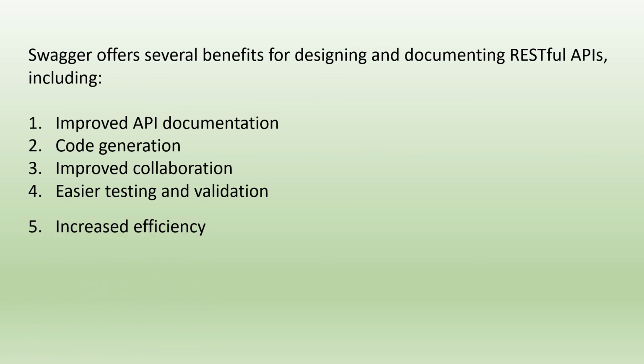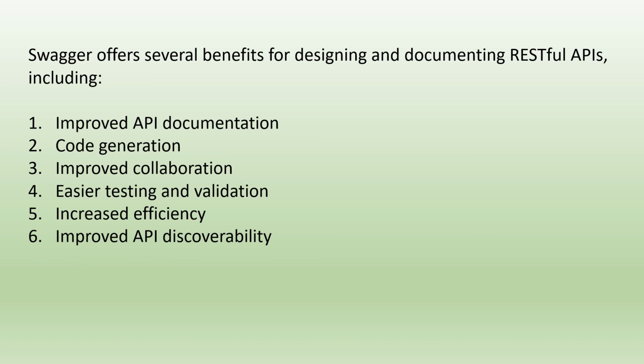Increased efficiency. Swagger reduces the amount of time and effort required to design, build, and document the API, leading to increased efficiency and faster time to market. Improved API discoverability. Swagger makes it easier for developers to understand, discover, and use APIs as the documentation provides a clear, comprehensive overview of the API functionality. So overall, Swagger provides a comprehensive and efficient solution for designing, building, and documenting RESTful APIs, making it easier for developers to work with and understand APIs.